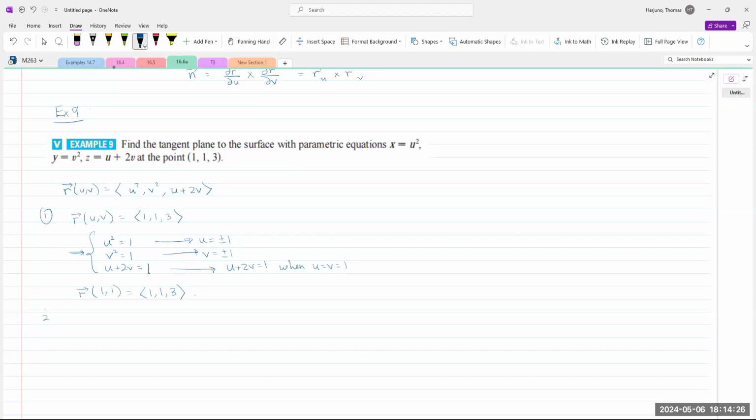Next, we need to find the partial derivative of the surface vector function r with respect to u. That will give us (2u, 0, 1). r sub phi, the partial with respect to phi, will be (0, 2 phi, 2). Then the cross product will be (negative 2 phi, negative 4u, and 4u phi).